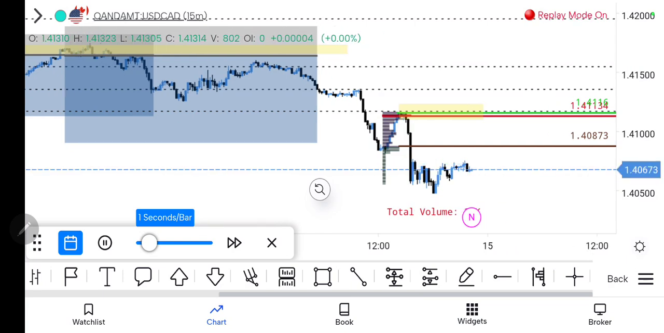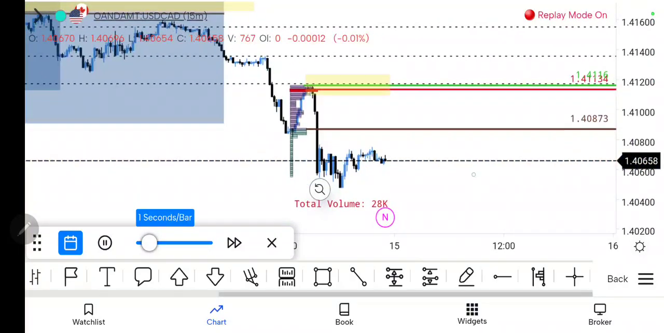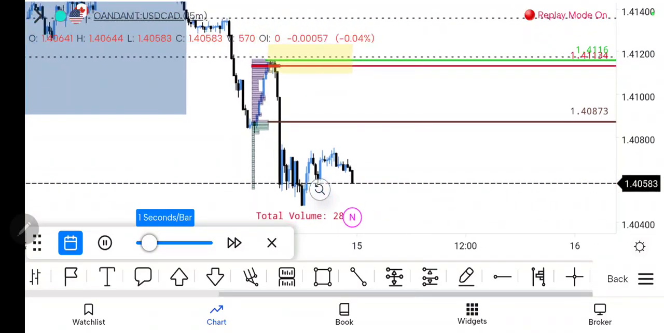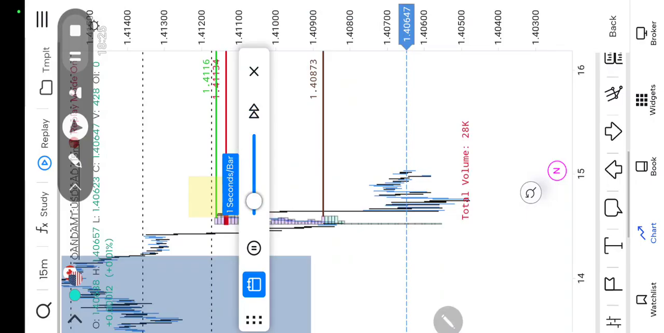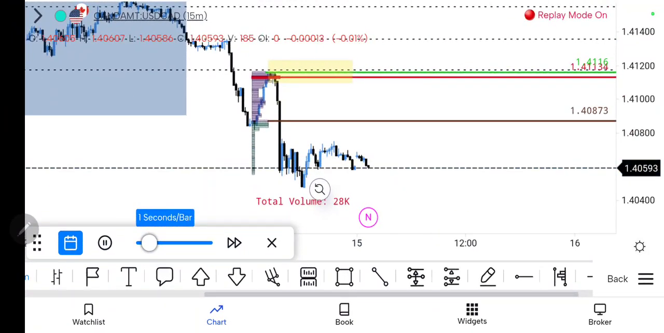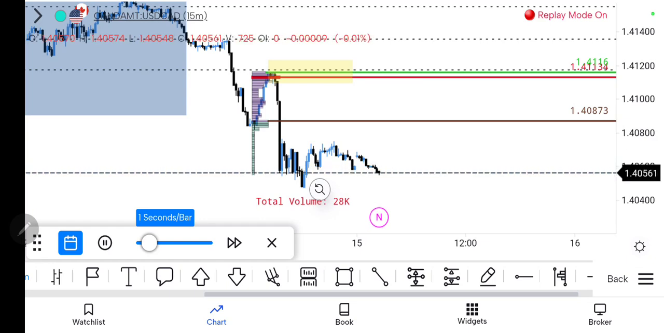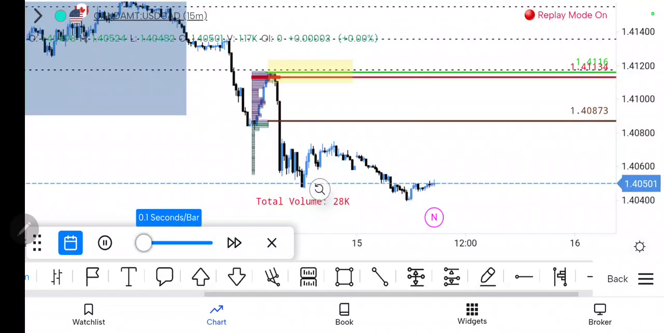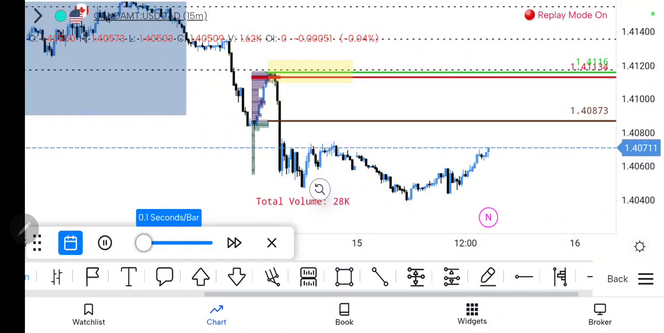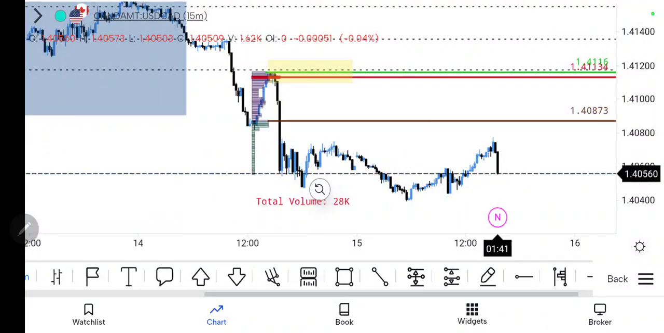Okay, so we are moving. So let's watch price and see what it does. Let me add in some speed here. Okay, so we haven't reached that level, so this is the current level at which price is trading.